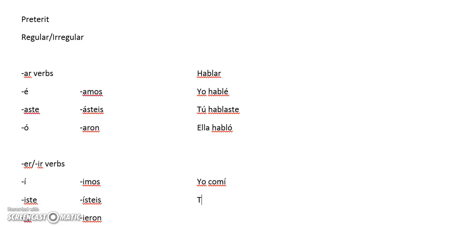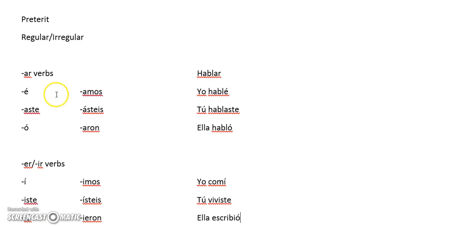Tú viviste, you lived on that street last year. Ella escribió. She wrote a letter a month ago. All of those are past tense verbs.